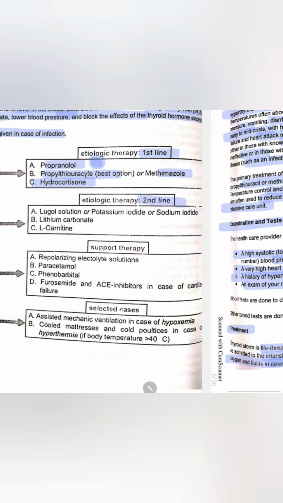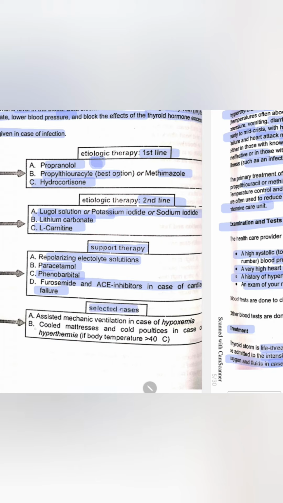The second line is Lugol's solution, or potassium iodide, or sodium iodide, lithium carbonate, and L-carnitine. The third line, the supportive treatment, can be first. It is rehydrating with electrolyte solutions, paracetamol for the fever, and phenobarbital and furosemide or an ACE inhibitor in case of cardiac failure.